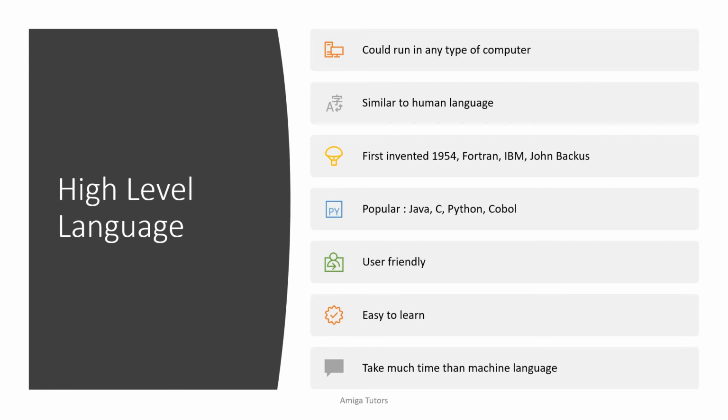Why? Because the information we are providing to the computer in this language is first changed to machine language. After that, the machine can understand, because a machine knows only 0 and 1. It knows nothing else. That's why it takes a little bit of time, but not that much.